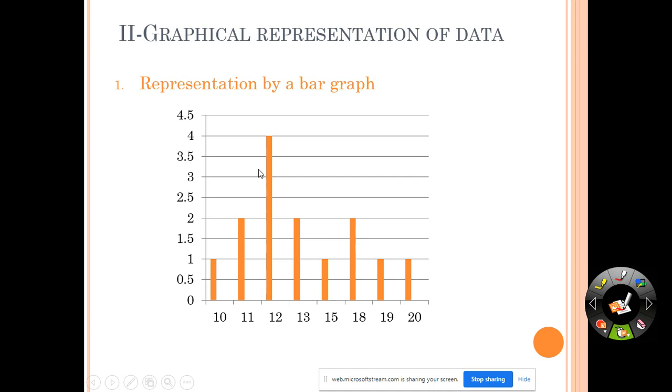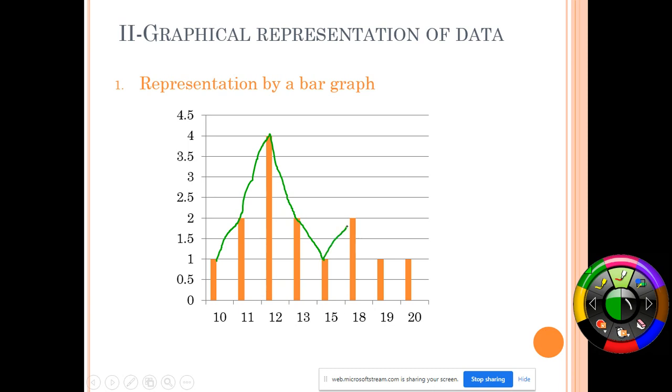The other one is called the polygon. If I join the top of each one, we call it the polygon of the frequency. When they say polygon of the frequency, I'm drawing the frequency; I can also draw the relative frequency, I can draw anything. This line we call the polygon. It's called the polygon of the frequency, because I'm drawing the frequency here. We'll see it more in the exercises.